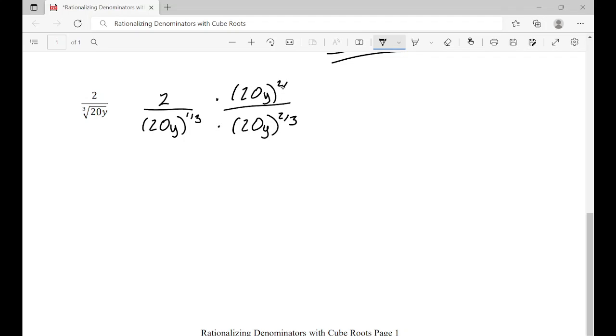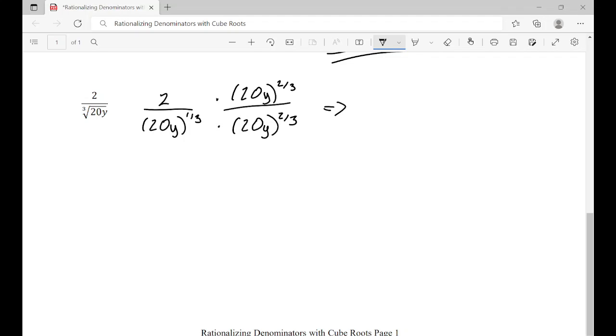Last, I have 2 divided by the cube root of 20y. So I'm going to rationalize this, but I'm going to change the form just so I can make it a little bit easier to see. So I'm going to say 20y to the 1/3. And what am I going to multiply this by? Because I need this 1/3 to be 3/3. I'm going to say 2/3 again. And just like before, I do the same thing to the top. 20y to the 2/3.